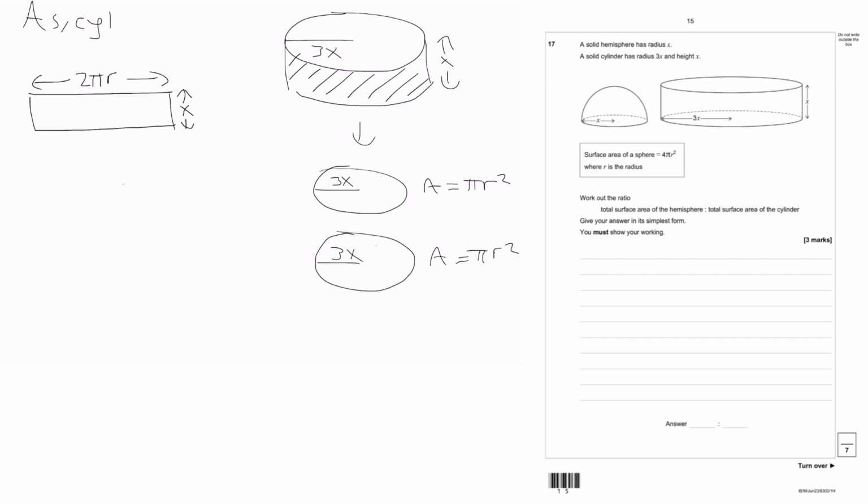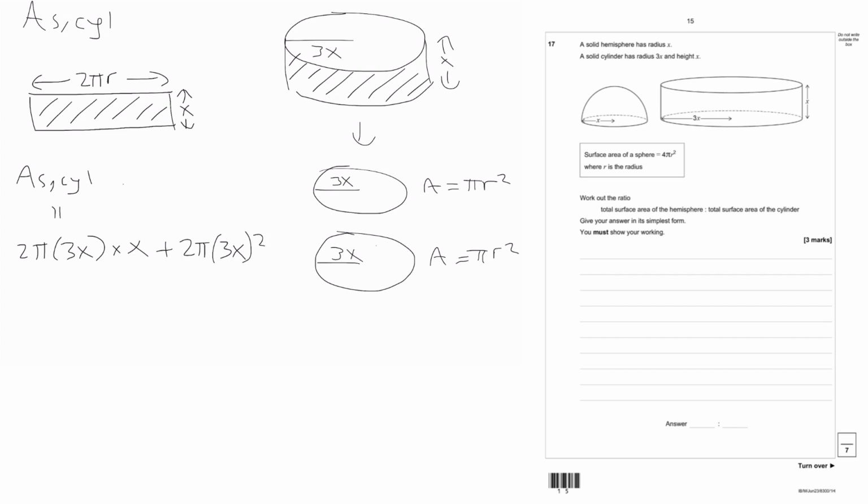So what we need to do to work out the total surface area of the cylinder is just add all of these areas together. If we start off with the rectangle, let's fill in our values quickly. 2 pi r is 2 pi times 3x, times x, plus pi r squared plus pi r squared, which I'll simplify as 2 pi r squared, where r is 3x, so it's going to be 3x squared.